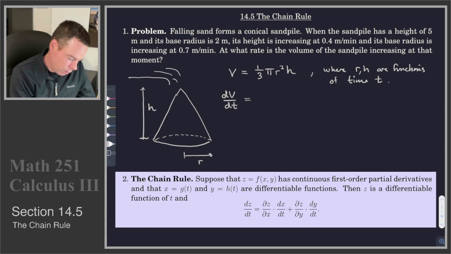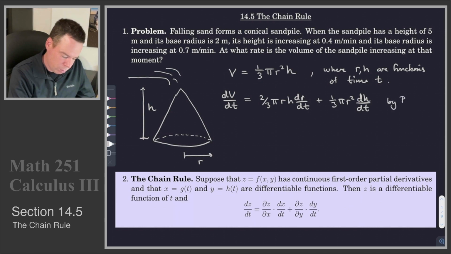So we'll go ahead and work out the derivative. Using the product rule, it's the derivative of the first function, the r squared, which becomes 2/3 pi r, and then there's the h there, times dr/dt. And then we add to that the first function, 1/3 pi r squared, times the derivative of the second function, dh/dt. This is by the product rule. Now we've got a relationship between the rates of change.